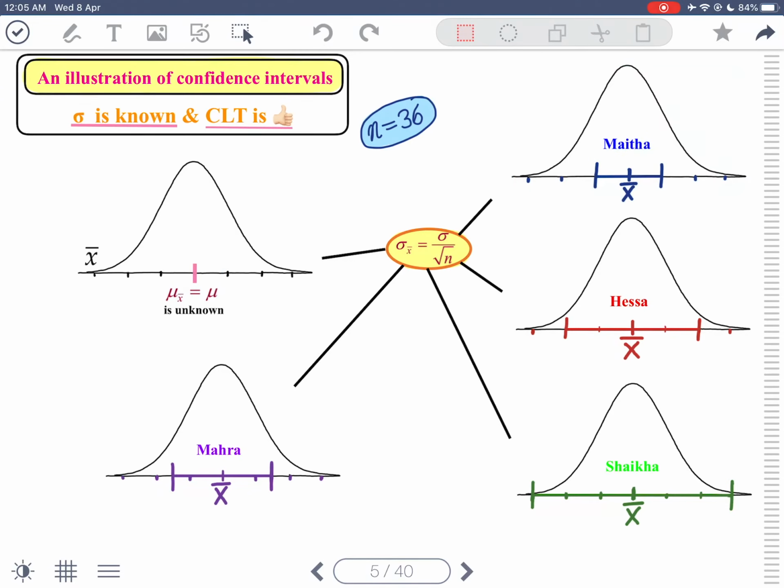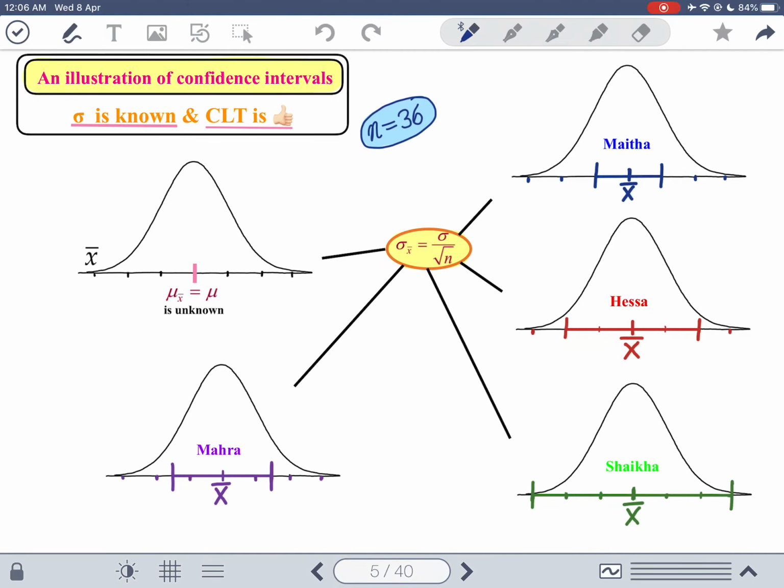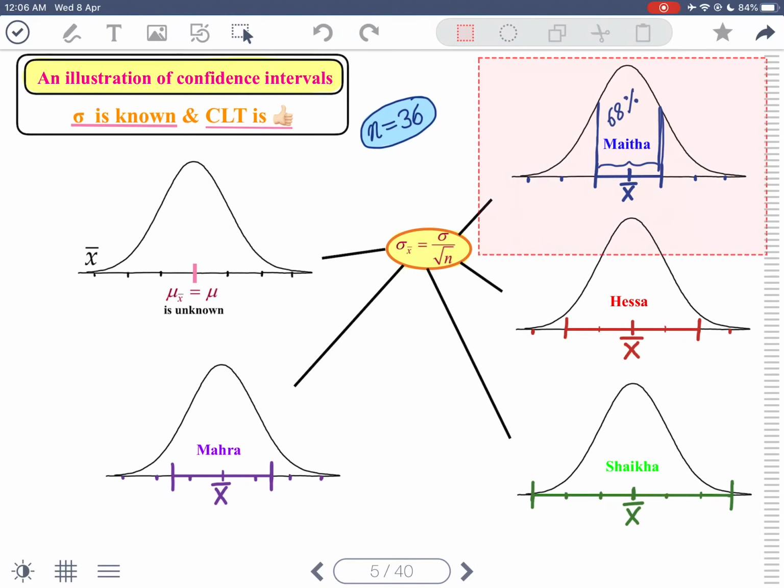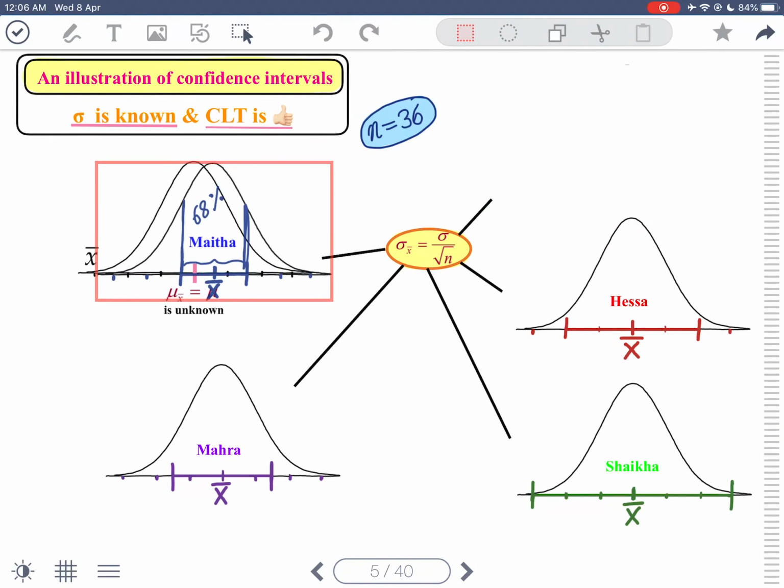Let's see. We know that if we go one standard deviation away from the mean, then the empirical rule tells us that approximately 68% of the area is there. So eventually we'll say this is the 68% confidence interval. How confident is she that when she puts her sample mean on this picture, the pink line will fall inside her interval?